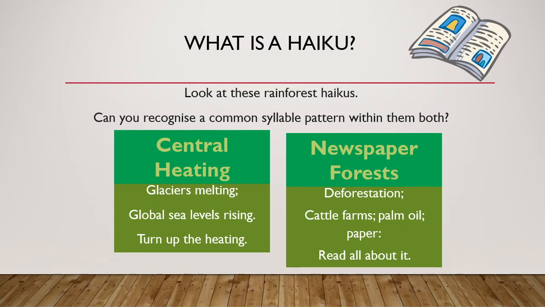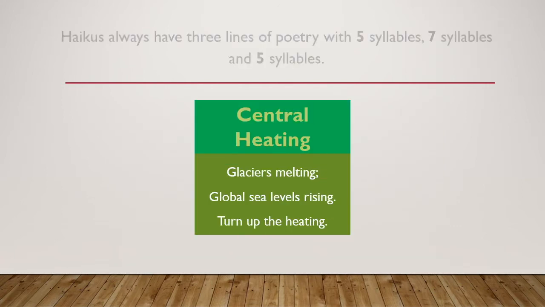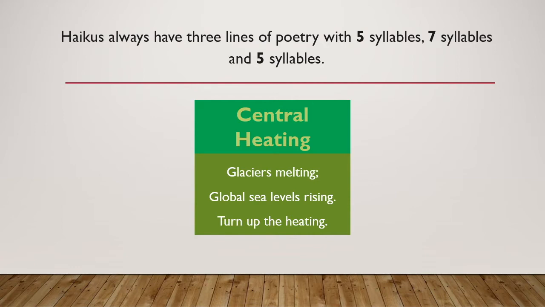Then, let's come back and have a look together. Hopefully you've managed to count the syllables in the lines. Haikus always have 3 lines of poetry, with 5 syllables in the first line, 7 syllables in the second, and 5 syllables in the third line.